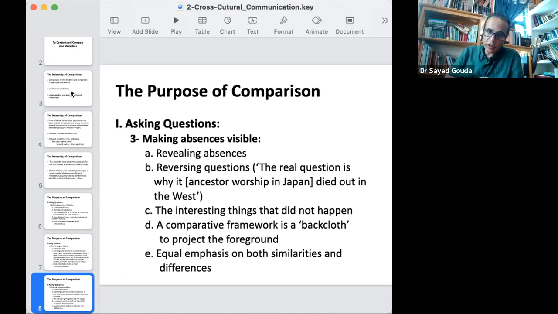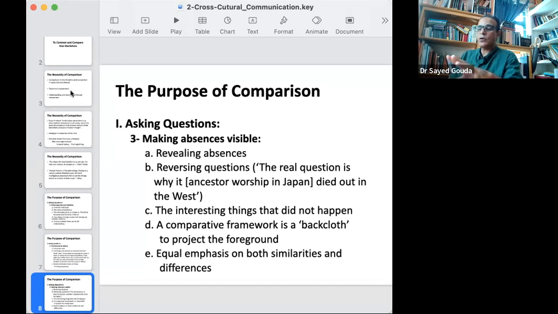What is the foreground here? The foreground here is our culture. It is like you compare A to B. A is your culture, for example, your native culture, but you need a backcloth, a backdrop, a background of a foreign culture in order to project your own culture, in order to understand your own culture, not only understanding the foreign culture.